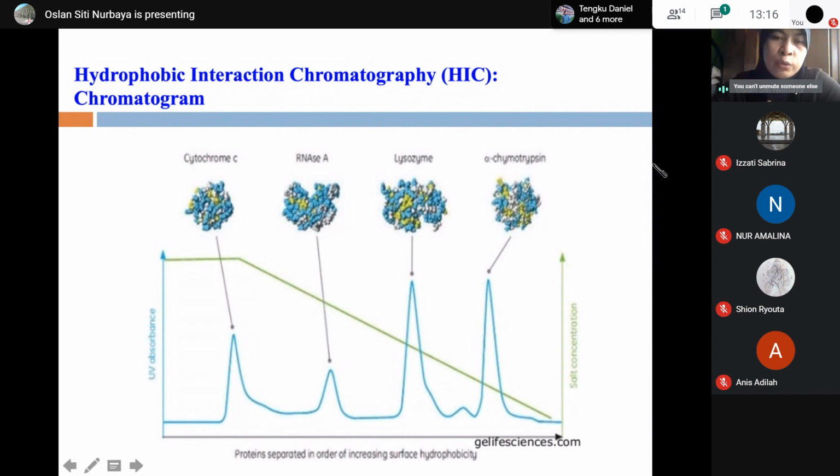So the peak will at least give you some idea where to do the lipase assay. You will not do the lipase assay at the position where your absorbance at 280 is zero, right? You will do the lipase assay where you have the peak, where you want to select the fraction to do the lipase assay. Okay.